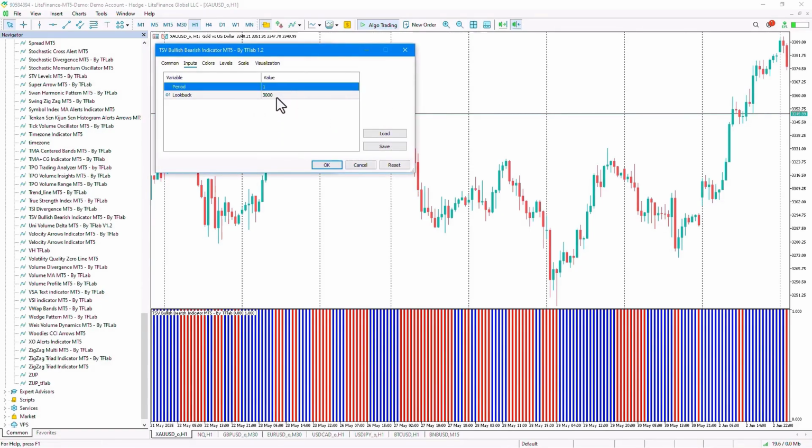In the first input, we can set the calculation period, which is set to 1 by default. The higher we set this value, the fewer trend changes we'll see in the market, and it will show us longer-term trends. Conversely, the lower we set this value, the more frequent the trend changes will be, and it will indicate shorter-term trends for us.